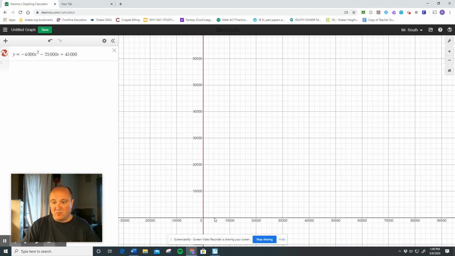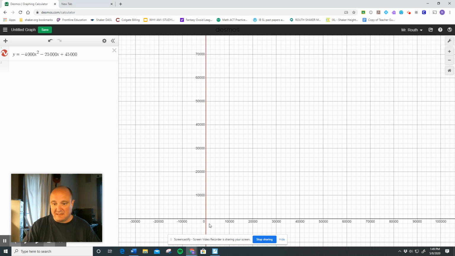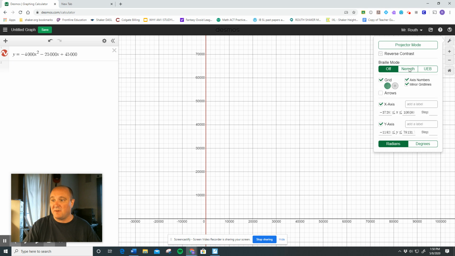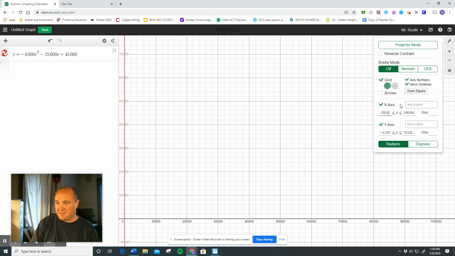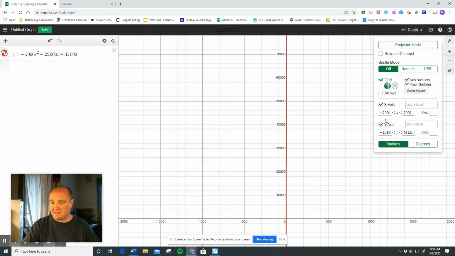expand it out. So I scroll in, and I say, you know what? I don't want to see all this stuff out here. That's no good to me. If this is negative 10,000, each one of these blocks is 2,000. So I want to see from negative 2,000 to positive 2,000. So in Desmos, I go to the wrench. Down here in x-axis and y-axis are where I can adjust my scales. I'm going to change this to negative 2,000 to positive 2,000. And that gives me a much clearer picture of the parabola.